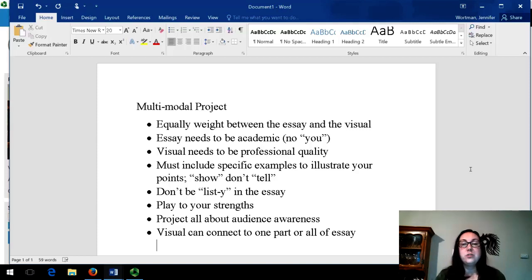Again, if you had it once or twice, probably wouldn't even catch a notice. If you're using it in a whole bunch of different areas in your essay, it's going to really impact your grade because that's showing a lack of audience awareness.